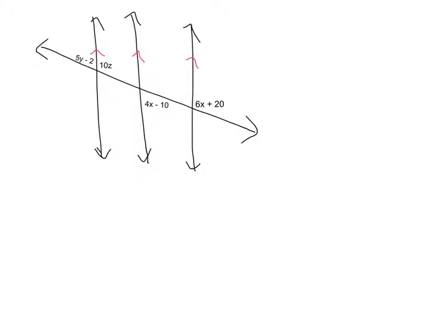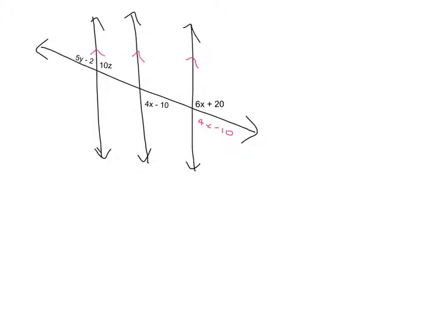So we want to look to see what angles have the same variable. That has a y, that has z, but these two have x's. So we're going to look at this angle and that angle. Well, they don't share any relationship. They're not alternating interior because they do alternate, but this is on the outside, that's on the inside. But what we could do is, since this angle here corresponds with this angle here, we could write this angle equals 4x minus 10.